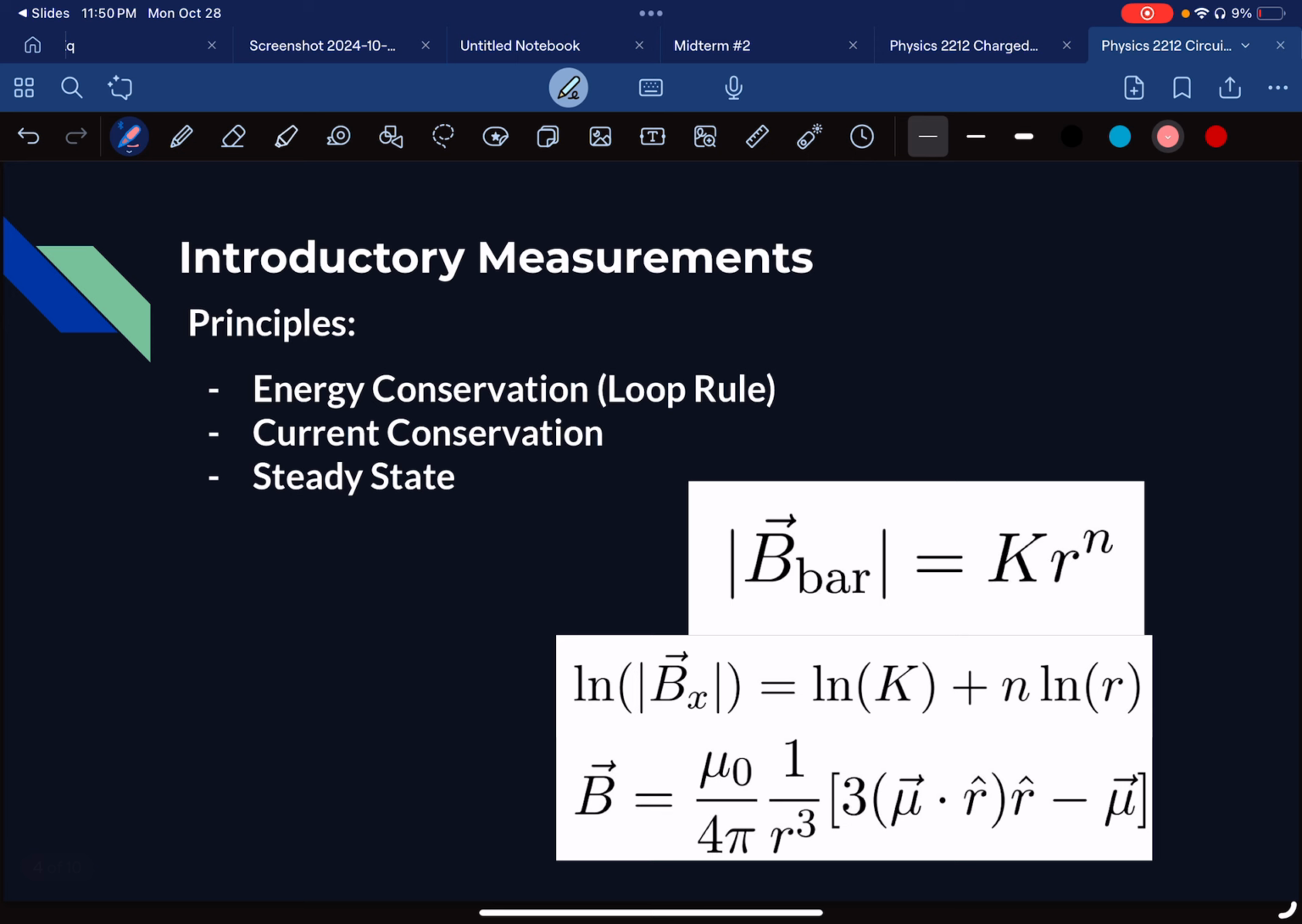Next, of course, we have our introductory measurements. We have principles of energy conservation, loop rule, and current conservation, and our steady state. So energy conservation and our loop rule: energy is conserved within our circuits. The current conservation, we have current going in is equal to current going out. And of course, we have our steady state, which states that we have a non-accelerating flow of the electrons through our currents.